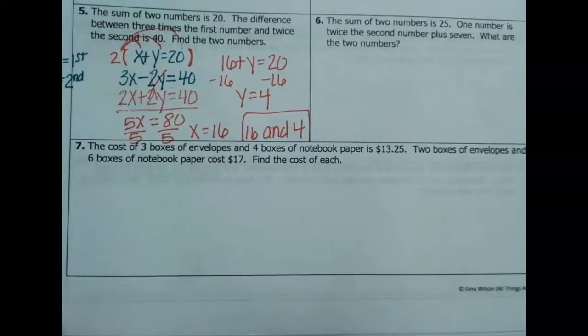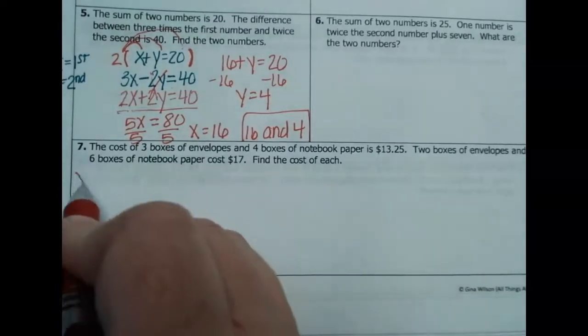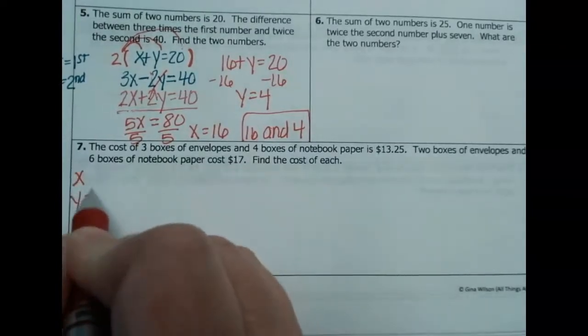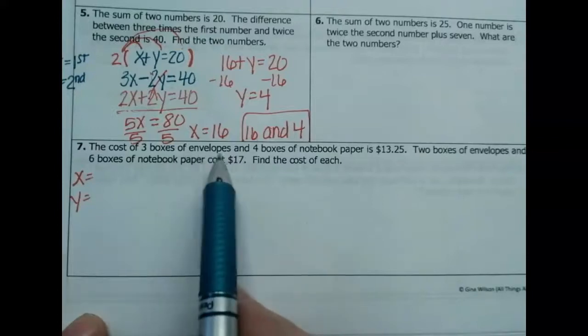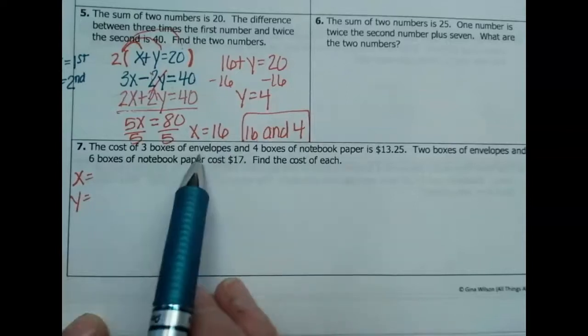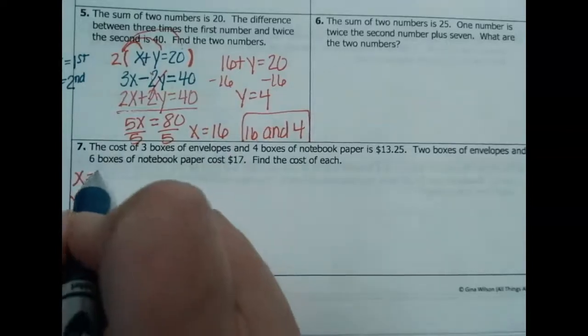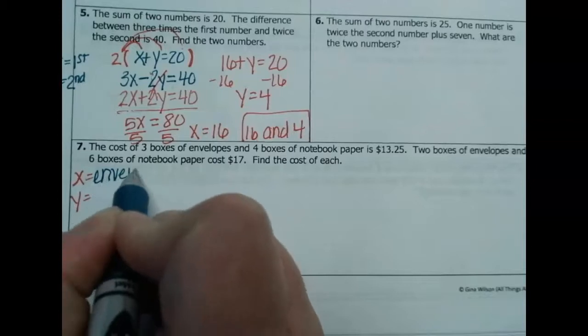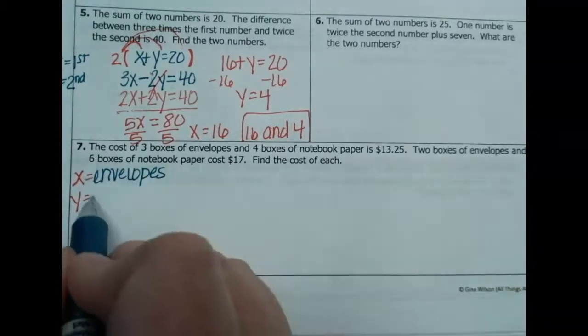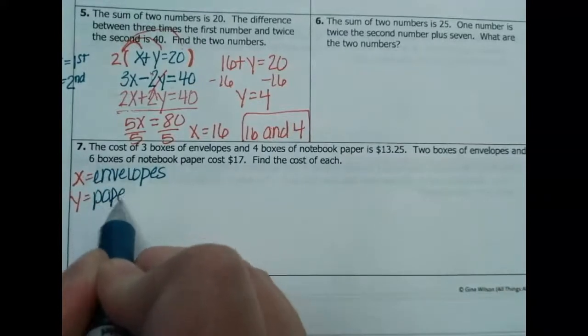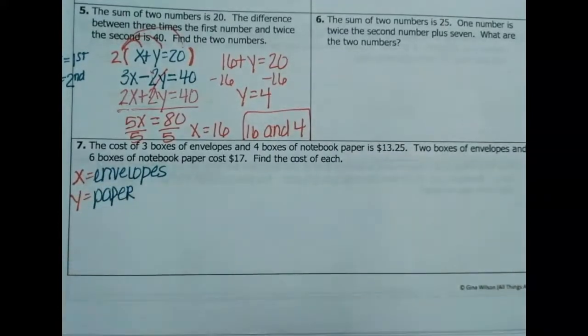So once we start having these kinds of problems, you still want to define your variables. But what are the things this problem is talking about? It's talking about envelopes and boxes of paper. So I usually just write them in the order in which they come. So envelopes was written first. I'm going to say X is envelopes. You could swap these and it wouldn't matter. You'll still get the correct answer. And I'm going to say Y is paper. That way when I get to the end of my problem and I get X equals a number and Y equals a number, I know what they represent.